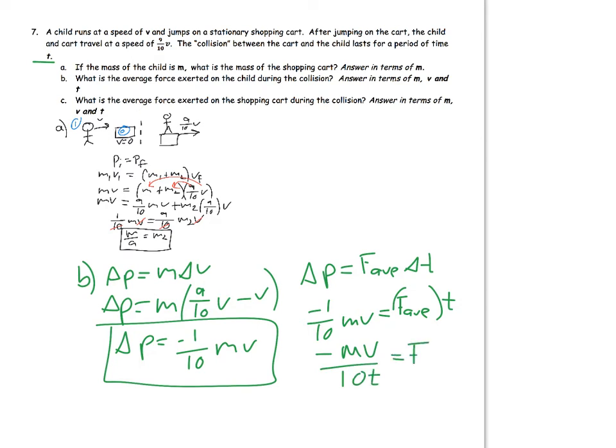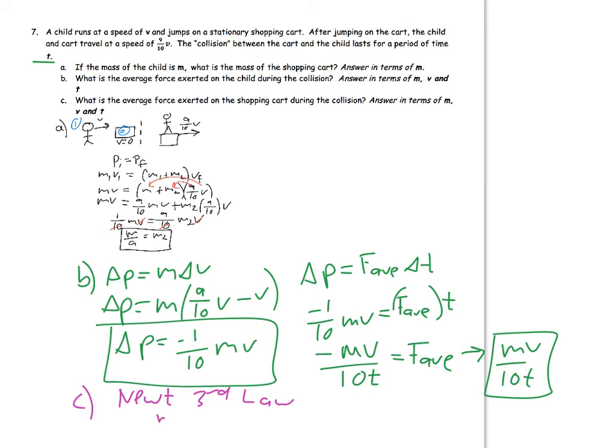We're usually just going to solve for the magnitude though, so I'm just going to put it in as mv over 10t. And that really goes back to the idea that we could have picked either direction to be the positive direction, and that would have given us a different answer. So the magnitude of the force is mv over 10t. Depending on what sign you picked, you could get a negative for that answer. For part C, we could go through and do the math here to find the average force on the shopping cart, but I know my concepts, and due to Newton's third law, I know that those forces are equal and opposite, so the force on the shopping cart is also going to be mv over 10t.